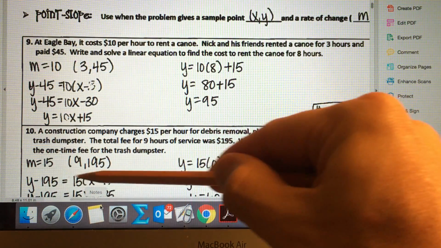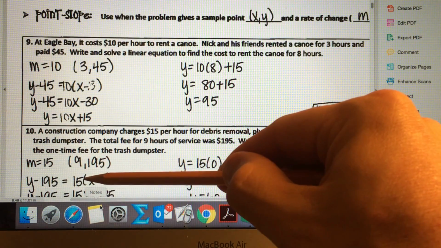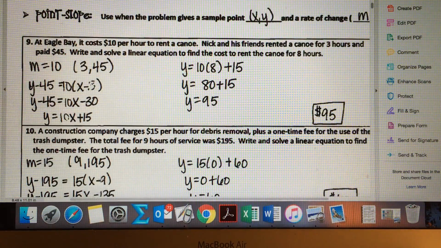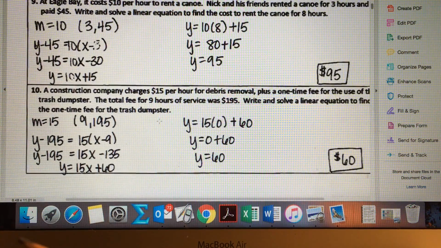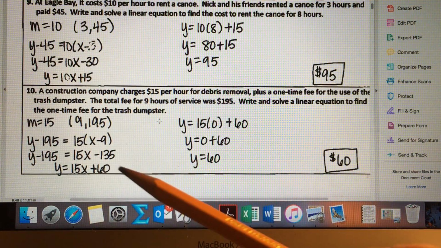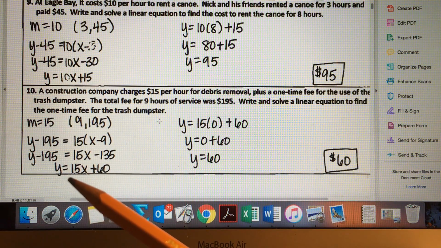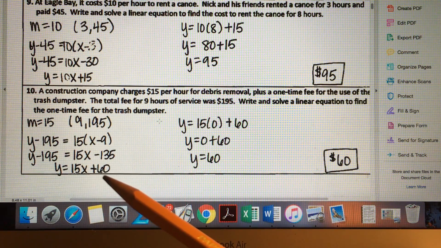Then to convert this into slope-intercept form, we distribute the 15 in, turning that right side into 15x minus 135. Then you're going to add 195 to both sides. So notice, y equals 15x plus 60.